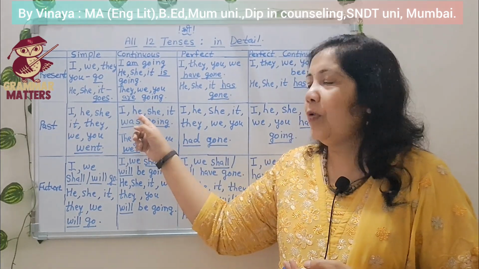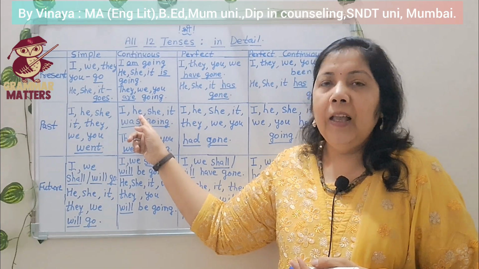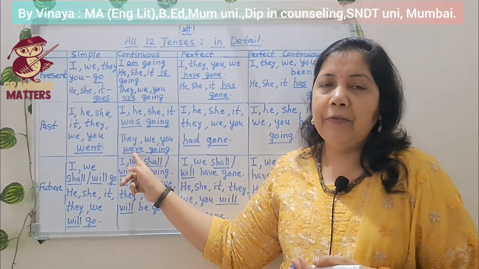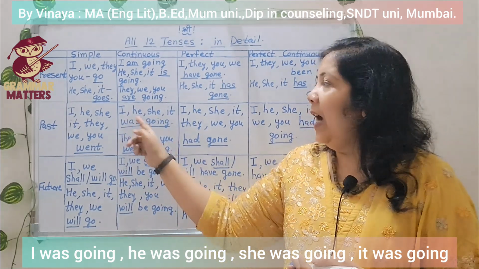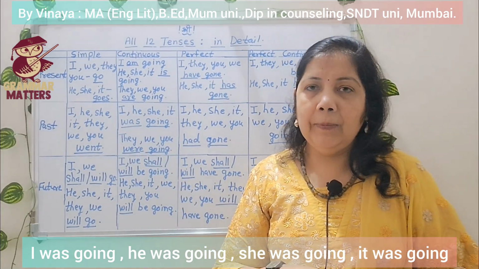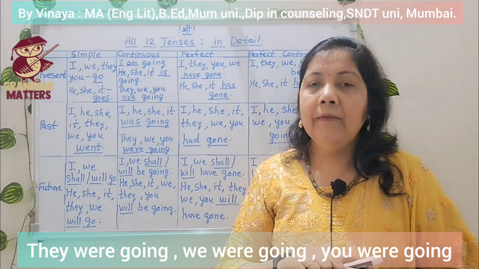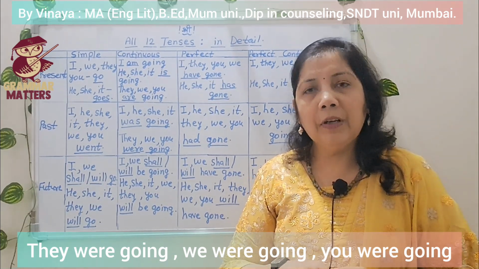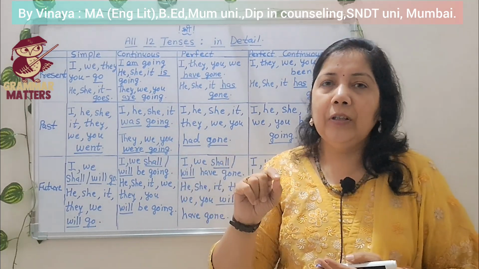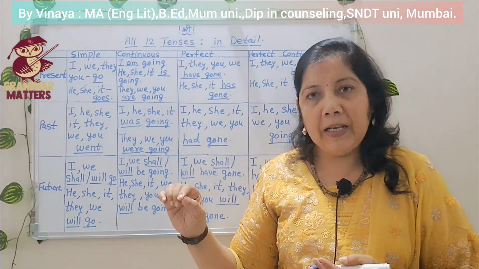When the noun or pronoun is singular, use was. And when the noun or pronoun is plural, then you have to use were. I was going, he was going, she was going, it was going. They were going, we were going, you were going. And one more thing about this: the action is going on in the past.